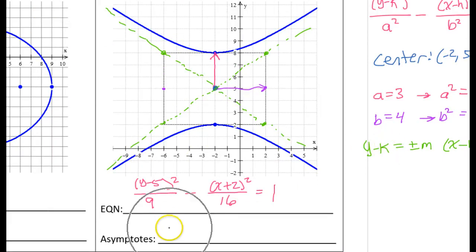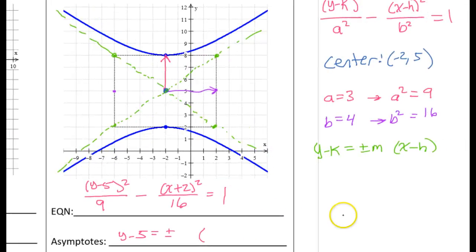Okay, so this y minus k is my y minus 5 is equal to plus or minus. All right, I'm going to leave room for the slope right here. But then we will need the x minus h, which is really x plus 2. So we'll have x plus 2. So all I need is the slope right here, and then I'll be done.